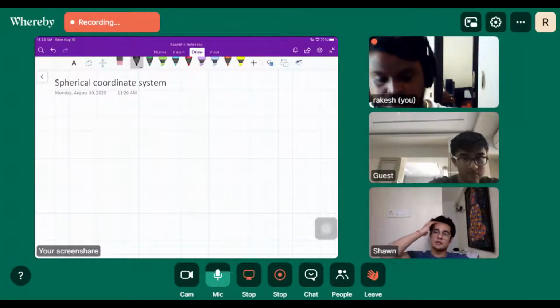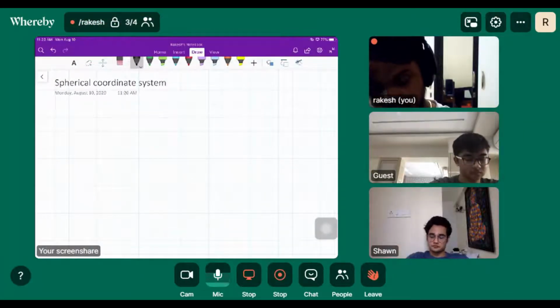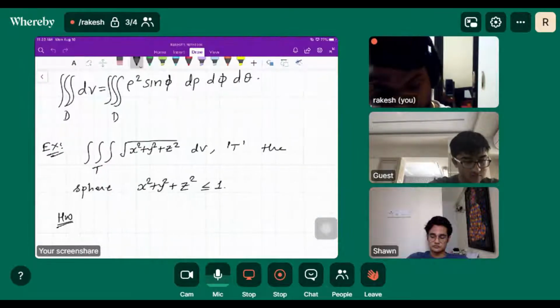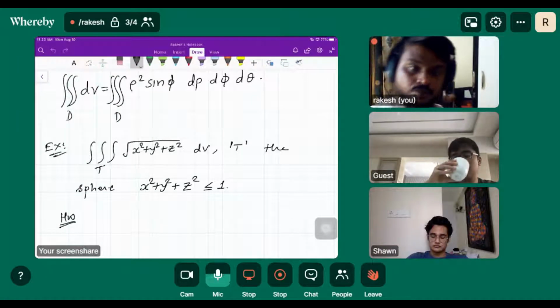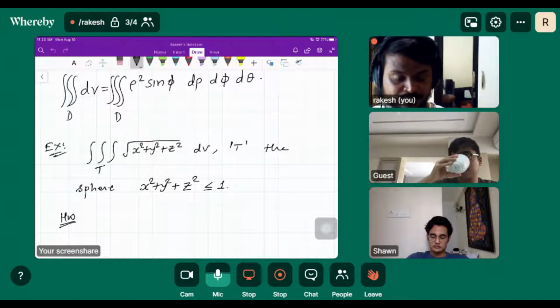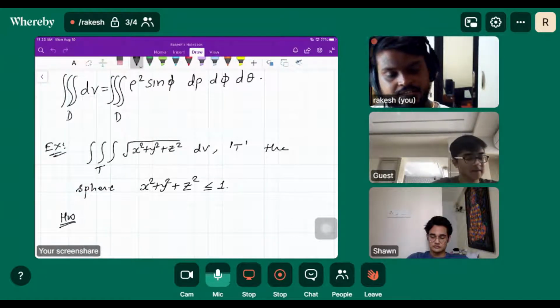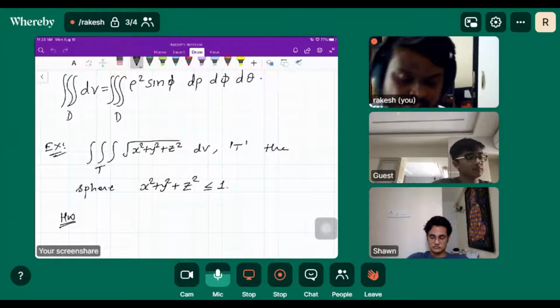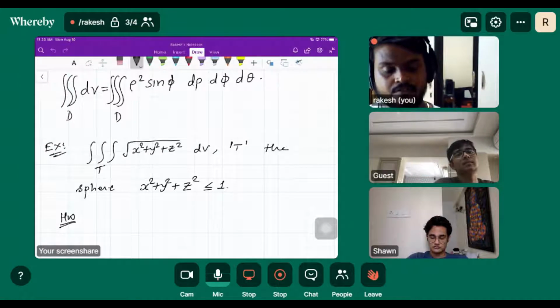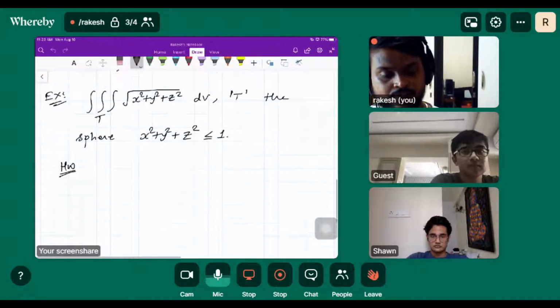Okay, so the homework question was this, right? The triple integral over region T of root x square plus y square plus z square dV. And the region is defined as a sphere, which is x square plus y square plus z square less than or equal to 1.